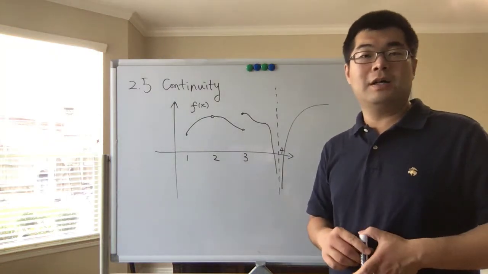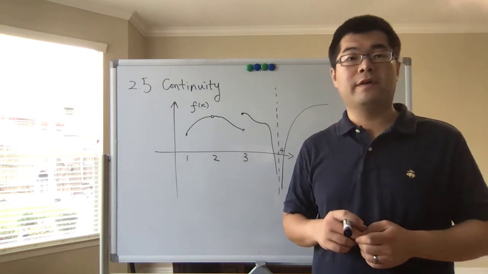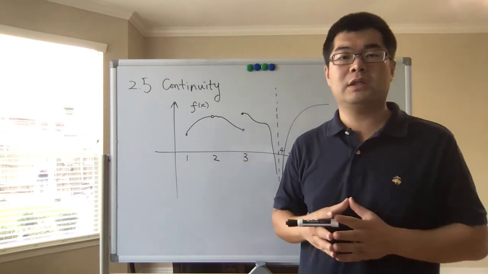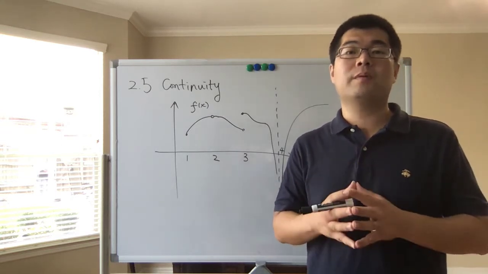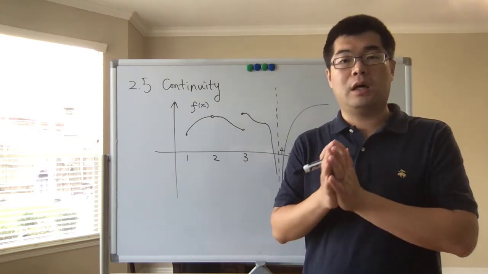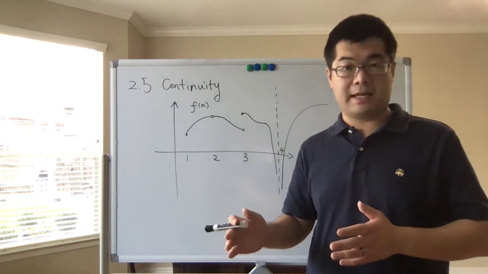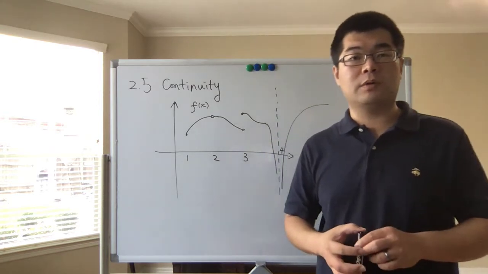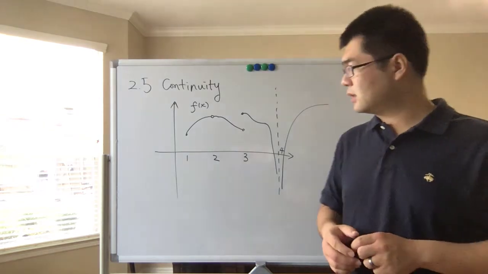All right, so let's continue to talk about section 2.5, continuity. In 2.4, we discussed the one-sided limit, and one very important theorem: the limit as x approaches c exists if and only if both one-sided limits exist and are equal to the same value. So that's the main thing in 2.4. And in 2.5, we're talking about continuity.